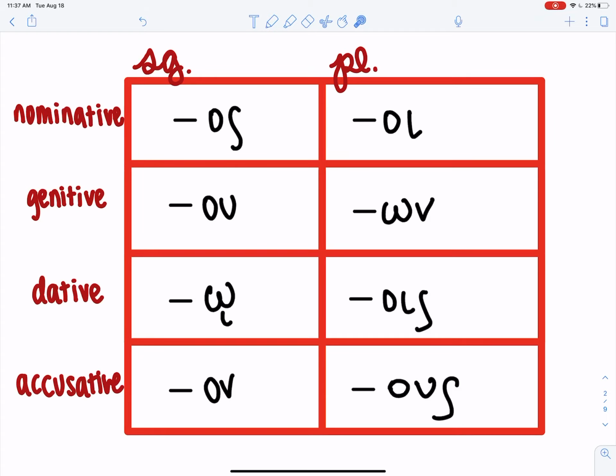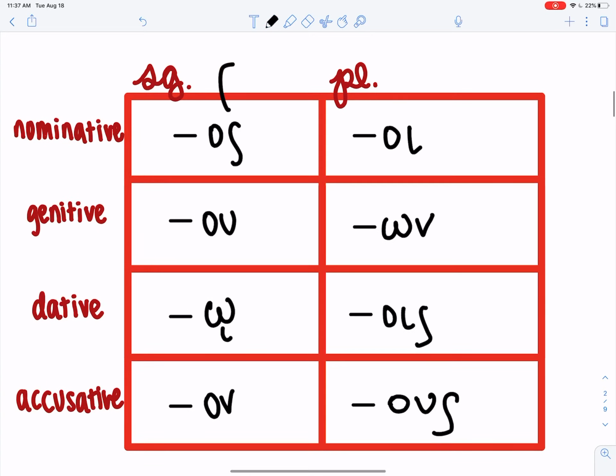The only thing that I would caution you to be careful with is that os is nominative, not genitive. I know this can be confusing because in feminine first declension we had aes or es, and those were genitive, not nominative. So make sure you understand that os is nominative, oo is genitive. Other than that, though, I think it's relatively straightforward, especially once we learn the article, which we'll be doing very soon.